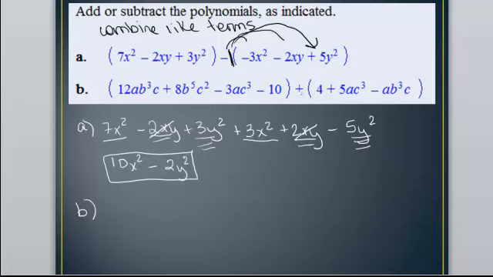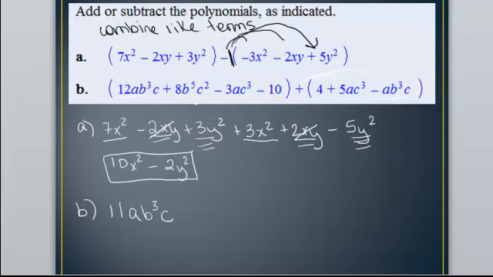Okay, for B, we have a plus here. If you were to distribute a plus, nothing changes. So really all you have to do is combine all your like terms. So does 12ab cubed c have a like term? Oh, here's a minus ab cubed c. The ab cubed c is the same. That means these two are like terms. So 12 minus 1 gives us 11ab cubed c.